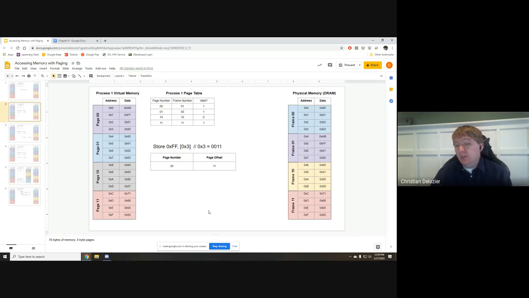So we're going to divide that 0011 again into the page number and page offset. And again, we're using 2 bits here for each of those because we have 4 byte pages, and 2 to the 2 is 4. So that's how many bits we have to use for the page offset. We use the remainder for the page number.